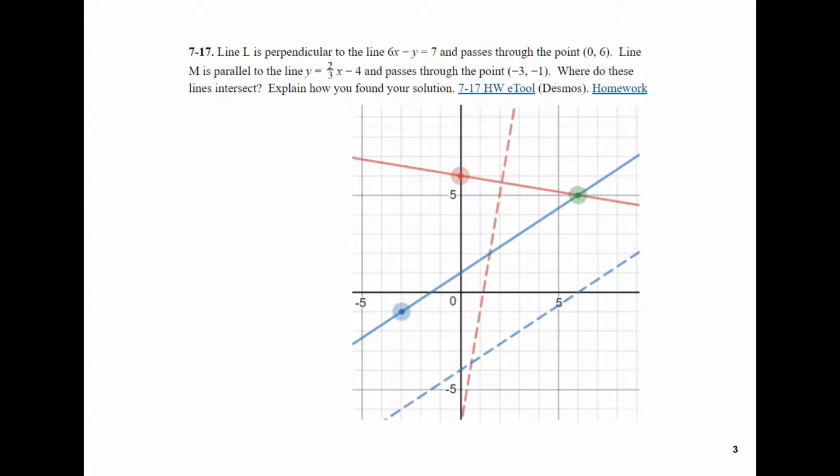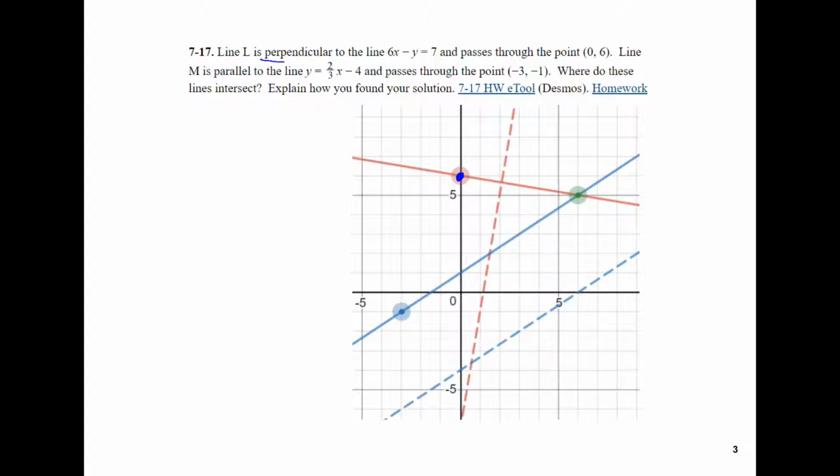Example 717 says line L is perpendicular to the line 6x minus y equals 7 and passes through the point 0, 6. So in order to graph this line, we want to first plot the point 0, 6. So you don't go right or left at all, and you go up to the point 0, 6.